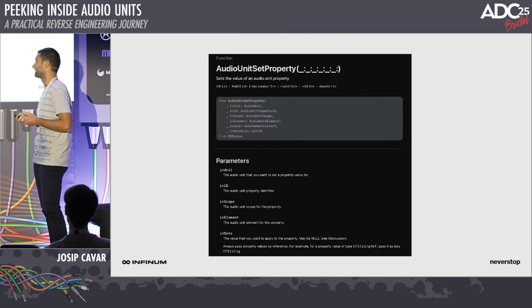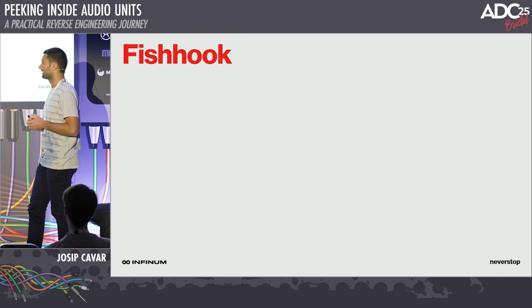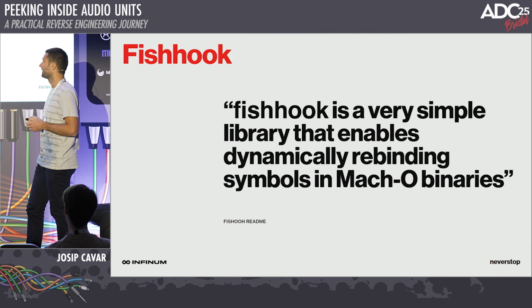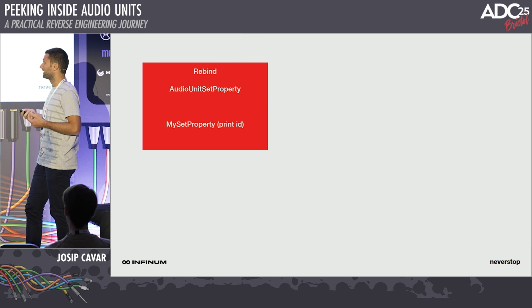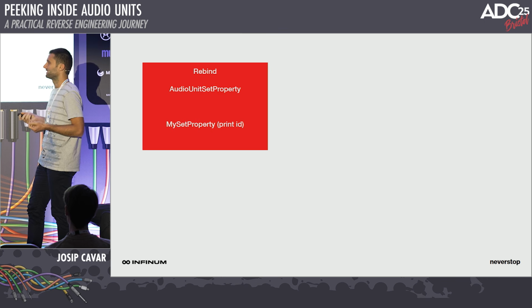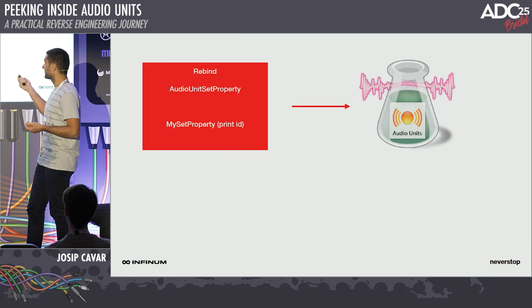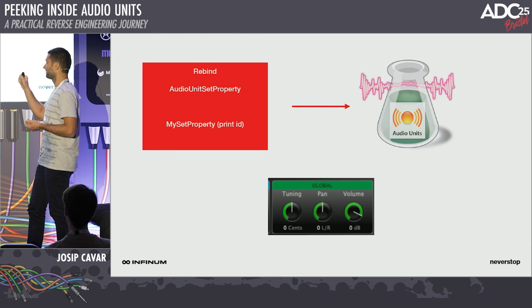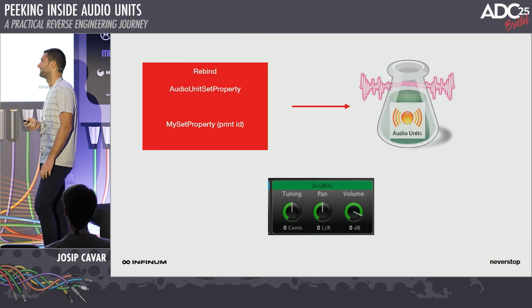So I did a little bit of automation by using the framework called Fishhook by Facebook. And Fishhook allows you to rebind a public symbol from some binary with your own implementation. So what we will do is we'll create a little framework that rebinds AudioUnit set property with my set property. And my set property will just print these IDs that we are interested in. We will then inject this in AULab. And then hopefully once we start changing these values, our implementation will be called and these IDs will be printed in the console.